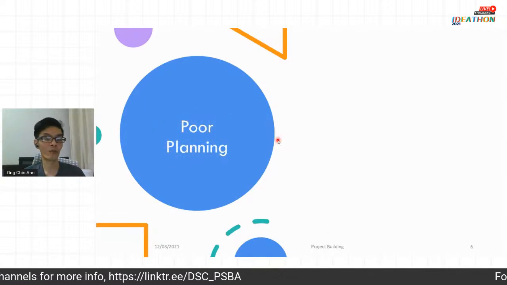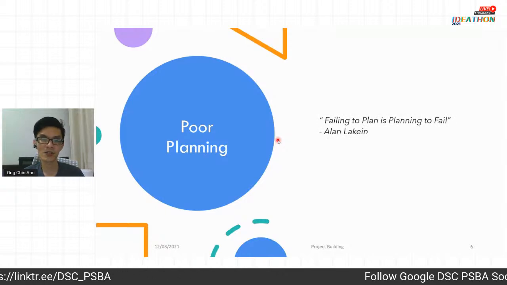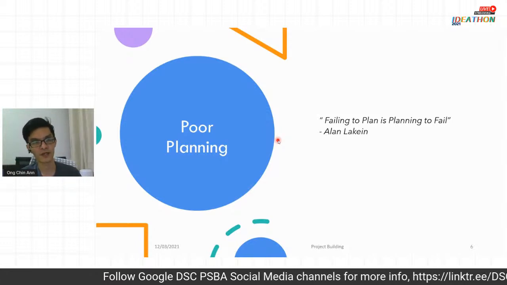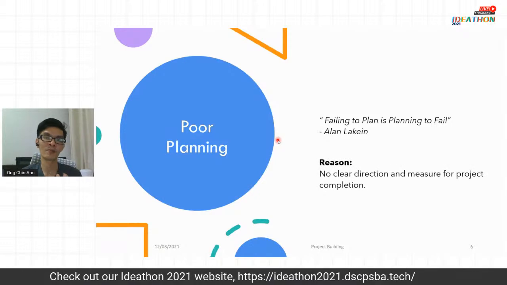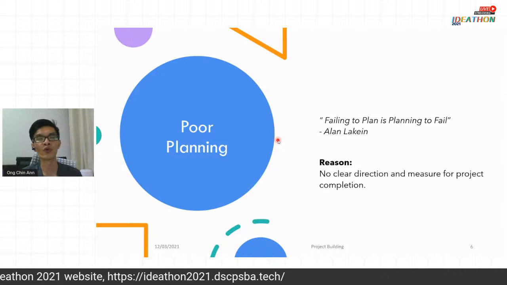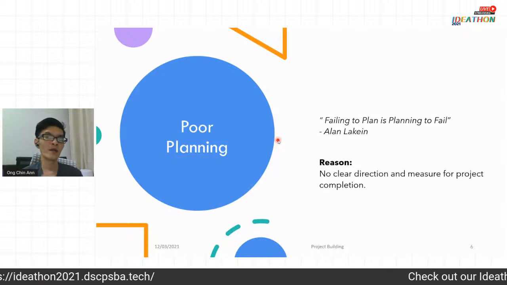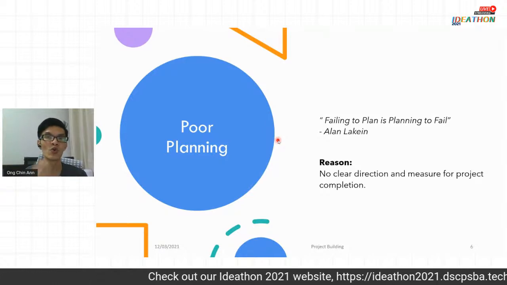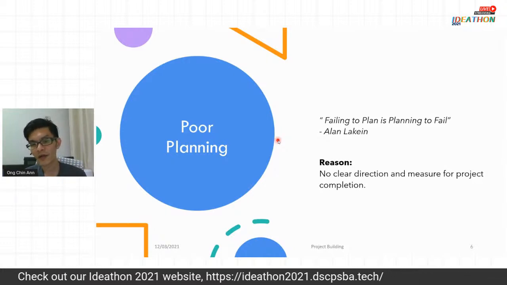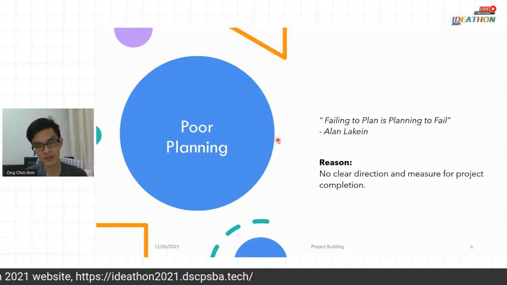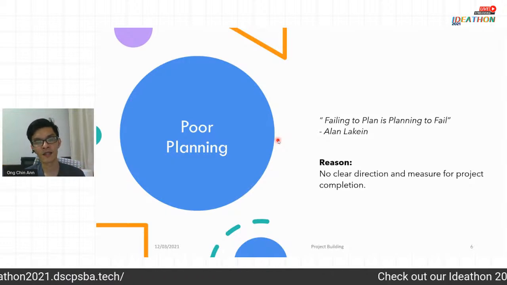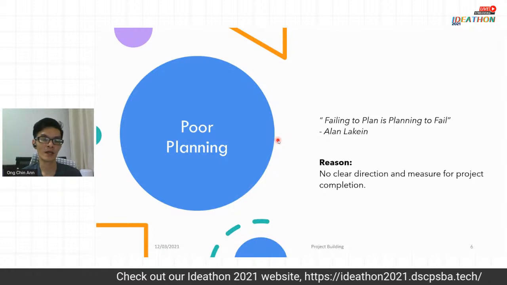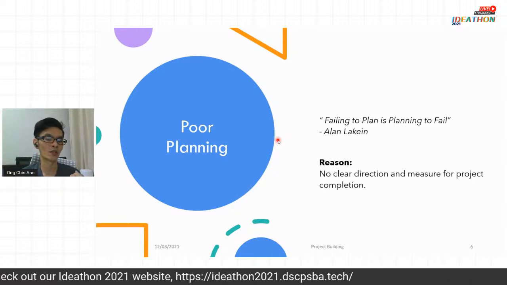The next one, very common as well, is poor planning, right? So if you fail to plan your project properly, basically you are planning to fail, right? If you didn't go through a proper planning stage, then you won't be able to know what you're going to do, what each of the members needs to do, and when they need to finish their tasks and the assignments that are given. And there's no way the team can collaborate, and everything will collapse, right? You don't have any clear directions, and also measures for the project completion. That's why the project doesn't really work.